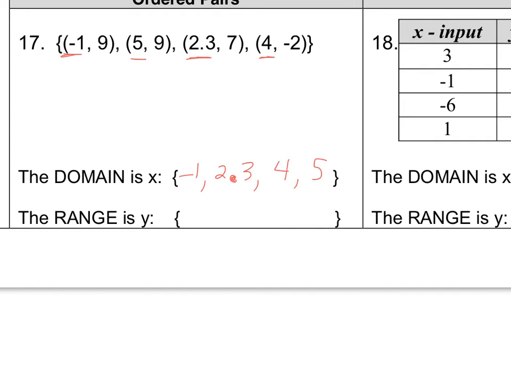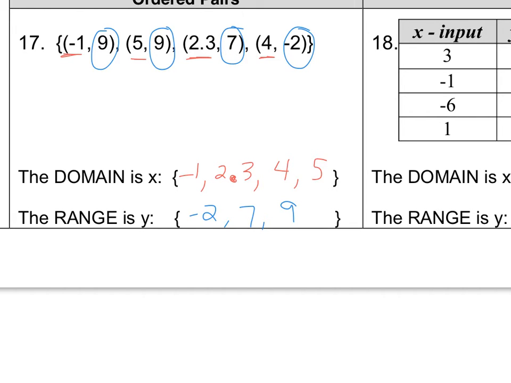Okay, and now we're going to do the range. So I'm going to underline the range, or I'm going to circle the range in a different color. We've got 9, 7, and -2. So we're going to go ahead and put those in numerical order from the beginning. So we have -2, 7, and 9. Now, since I'm just listing what they are, I don't need to repeat the 9. That's all we need to do.